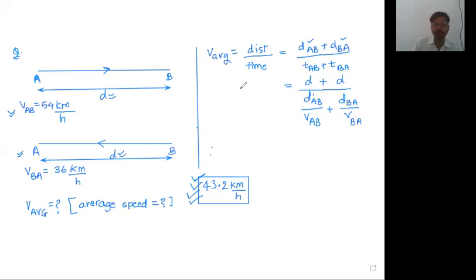And this is your V average, which is equal to D plus D, that becomes 2D, divided by distance AB upon speed AB. Distance AB we have assumed as D. Speed AB is 54 km per hour; let us find the answer in kilometer per hour. Plus distance BA, which is small d, divided by speed BA, which is given in the question as 36 km per hour.